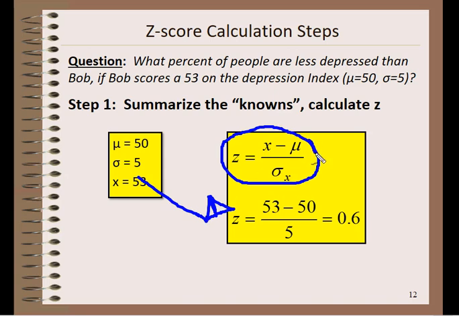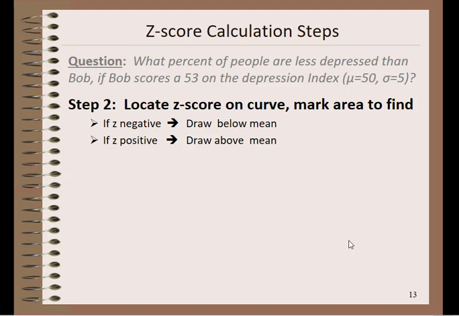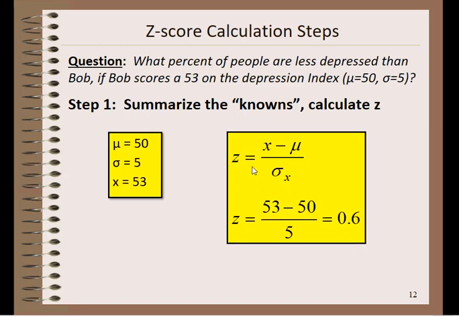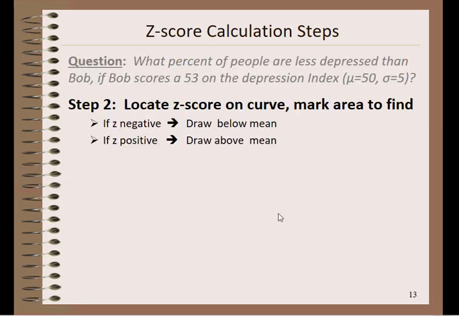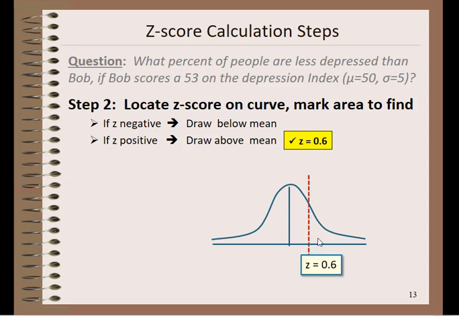But I strongly encourage you to do this first because the formula is going to change and you want to practice that formula, and it makes it less likely you'll pull in the wrong number if you've written it out in the symbols first. Okay, so once we've done that, that's step one: summarizing the knowns and working out the formula.